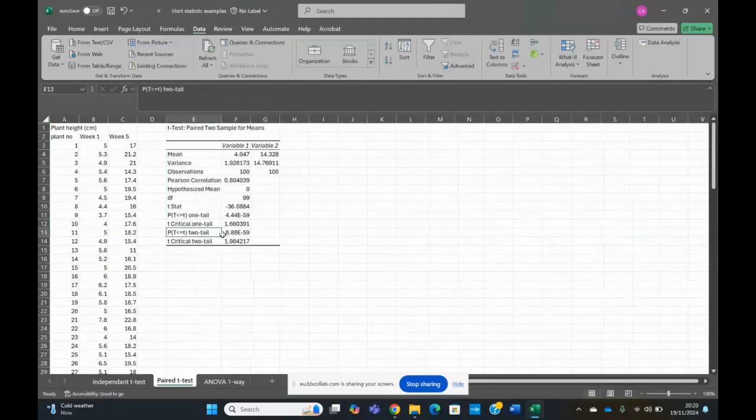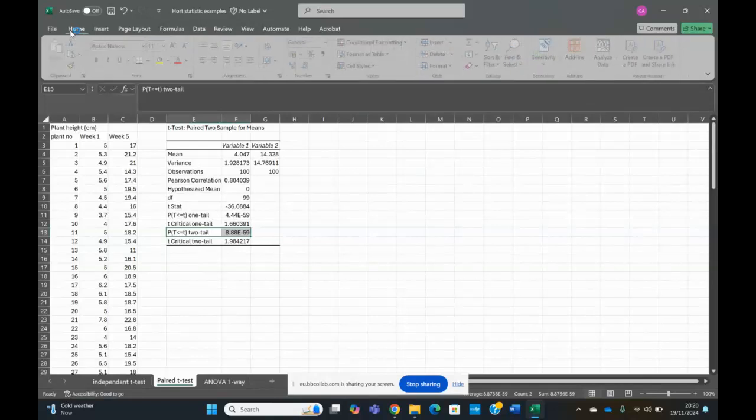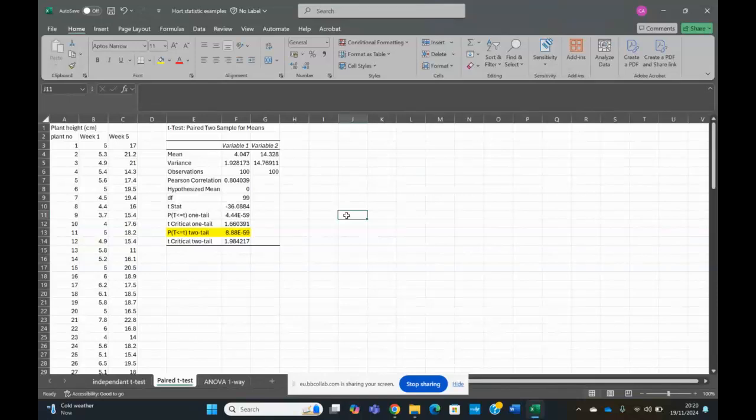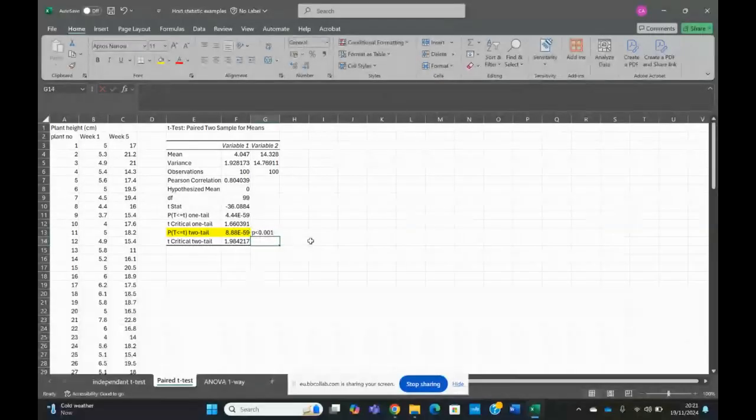What we can judge from here, the most important one is the two-tailed test, because it means we don't care if it's smaller or larger at week 5 than it was at week 1. And this value translates to p is less than 0.001, because as soon as we see an exponential to the minus, it means it's a very, very small number.